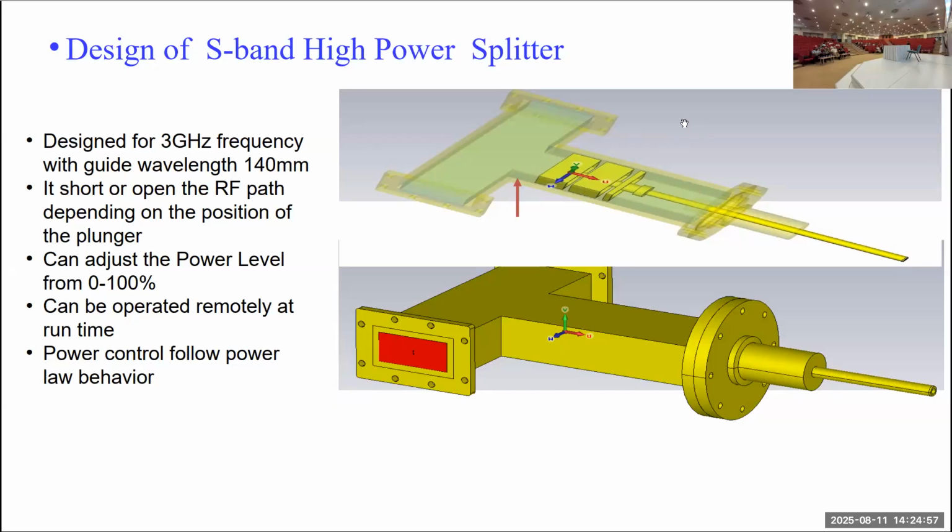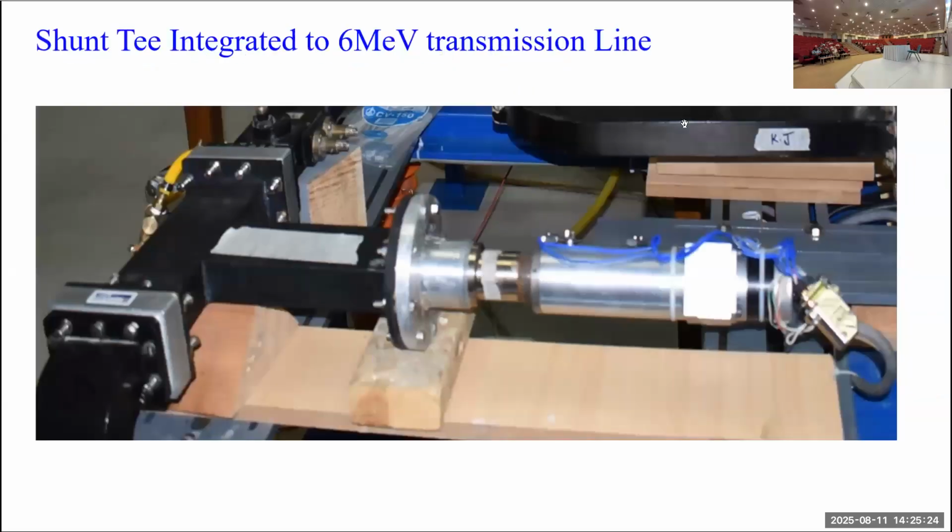This plunger can be operated at runtime by any stepper motor, because slightly moving forward or moving back can define how much RF you want to inject into your accelerating structure. Here we have integrated it into the 6 MeV transmission line assembly.